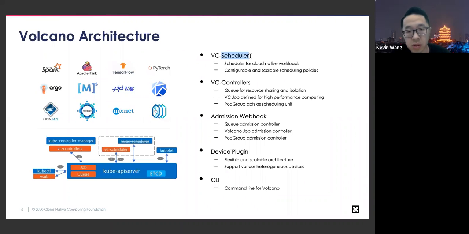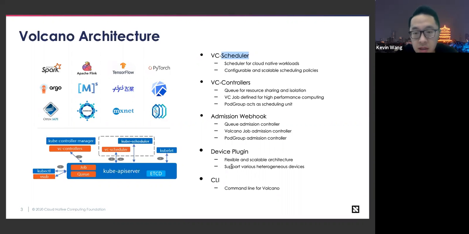The most important is queue, which we can use to queue the workloads. And also the Volcano job, an advanced job definition, more friendly to people who are familiar with batch systems or HPC systems. Pod group is also a very important concept inside Volcano to help people define the unit of scheduling. And the admission webhook implements CRD validation as well as auto injection to simplify the experience of people writing the CRDs.